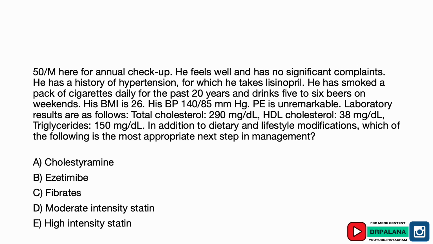PE is unremarkable. Total cholesterol is 290, HDL cholesterol 38, triglycerides 150. In addition to dietary and lifestyle modifications, which of the following is the most appropriate next step in management? Cholestyramine, ezetimibe, fibrates, moderate intensity statin, or high intensity statin? The correct answer is E, high intensity statin.